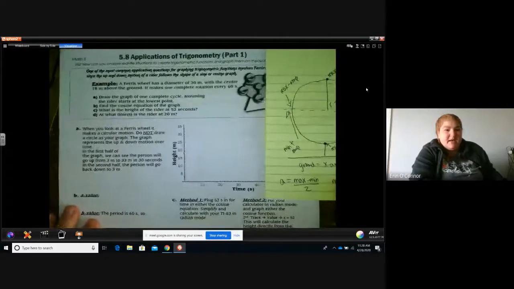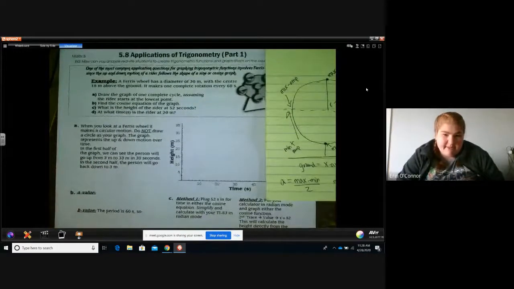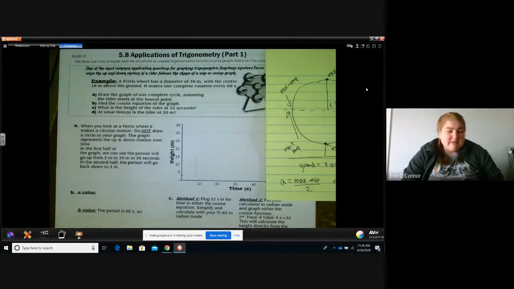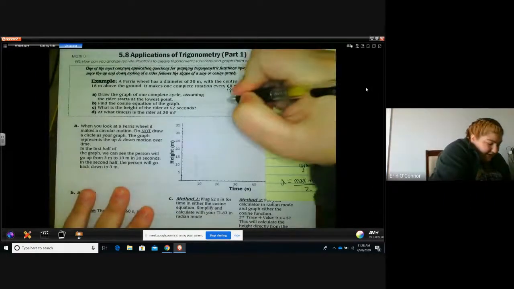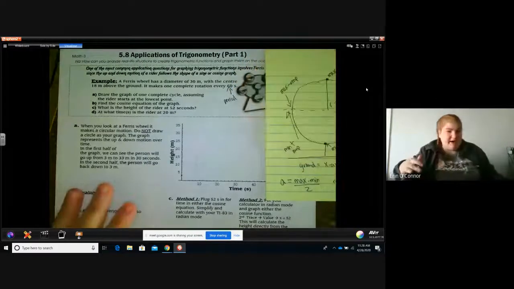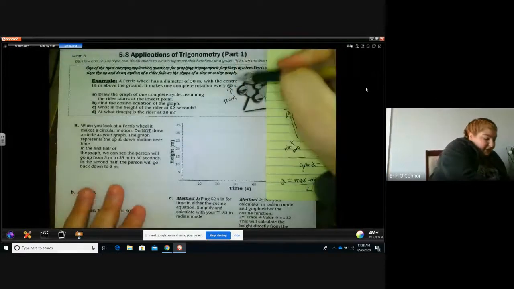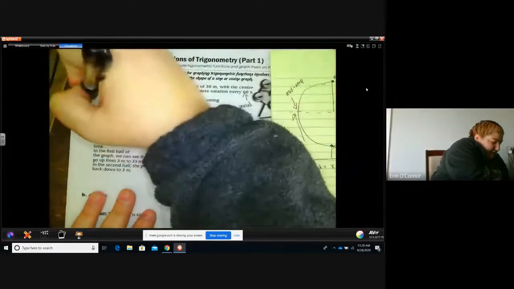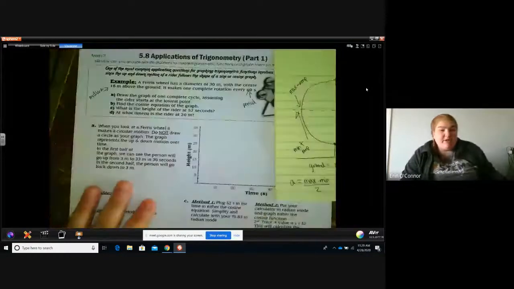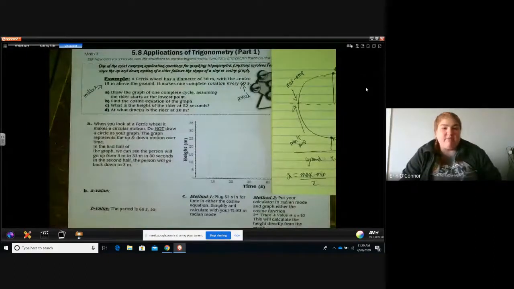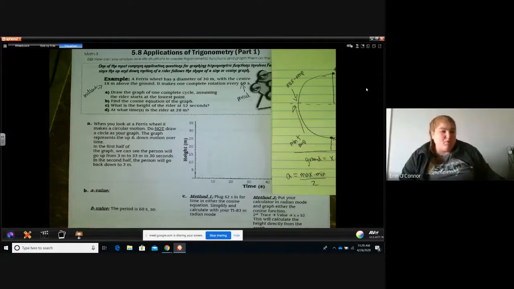go through this question. A Ferris wheel has a diameter of 30 meters with the center 18 meters above the ground. It makes one complete rotation every 60 seconds. So this right here, I can tell you, is the period, because that's how long it takes to go around. Since the center is 18 meters, that is the midline. Now we're going to draw a graph of one complete cycle, assuming the rider starts at the lowest point, so the minimum. Find the cosine equation of the graph. What is the height of the rider at 52 seconds, and at what times is the rider at 20 meters?